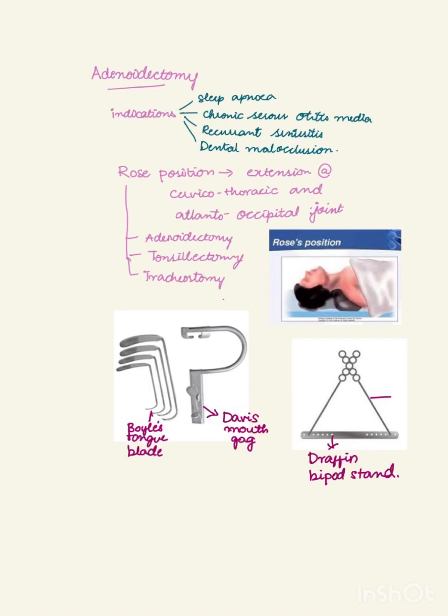During adenoidectomy, the position of the patient is the Rose position, where extension at the cervicothoracic and atlanto-occipital joint is seen. For adenoidectomy, tonsillectomy, and tracheostomy, the patient is placed in Rose position. The instruments used are Boyle's tongue blade, Davis mouth gag, and Draffin bipod stand.